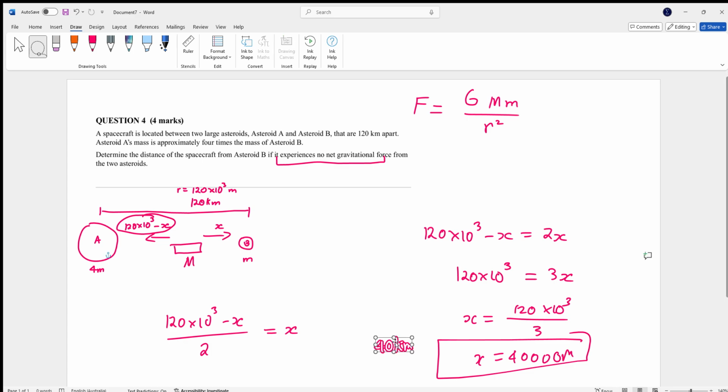Okay, so that is the distance. Now, they probably want an SI unit, so you could write it in meters or in kilometers. But that is the distance from the spacecraft to asteroid B. Notice they said between the spacecraft and asteroid B. If they wanted the other way, you'd have to work out this other distance.